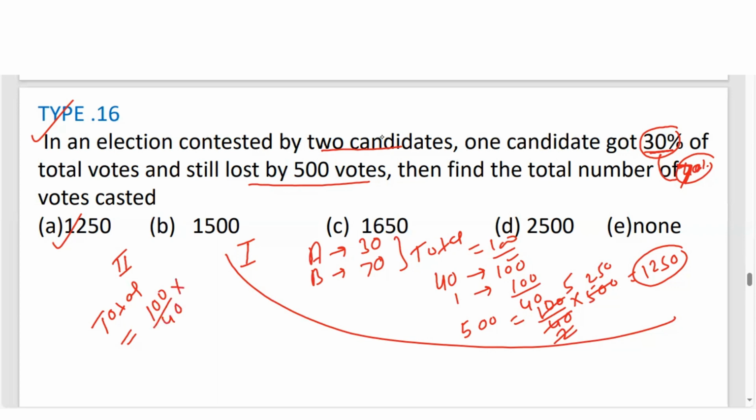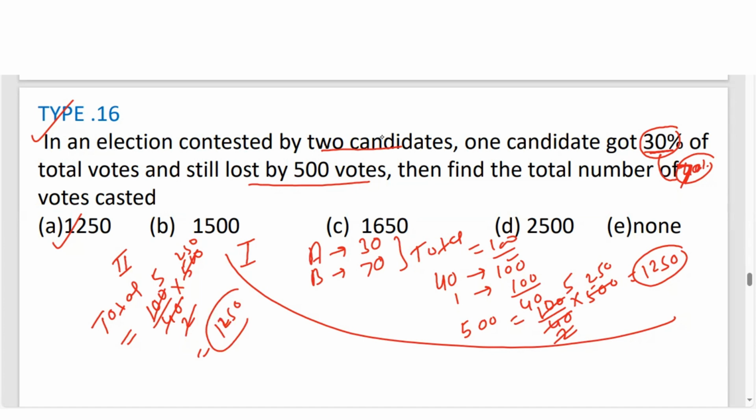And then multiply by the margin. What is the difference given here? Total votes, still lost by 500. That means the actual difference of the total is 500. So just multiply by 5 and you will get the same result. 2 twos are 40, 25 fours are 100, and this is 250. You will get 1250.